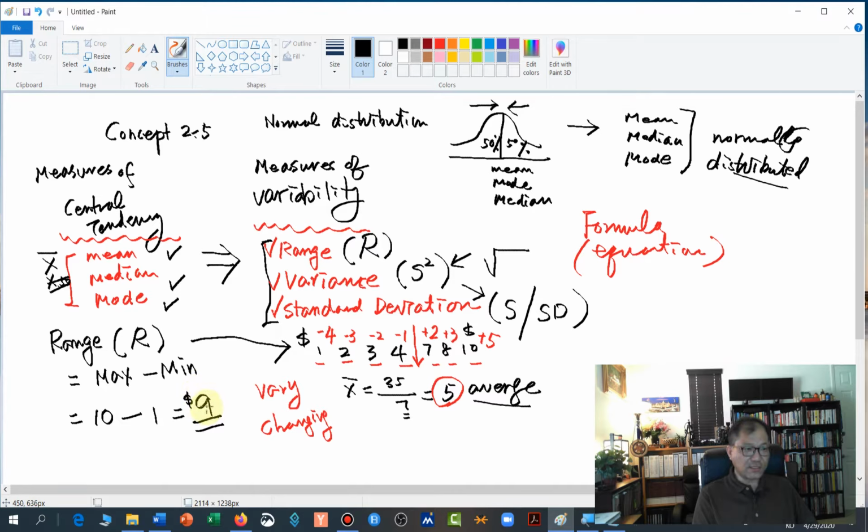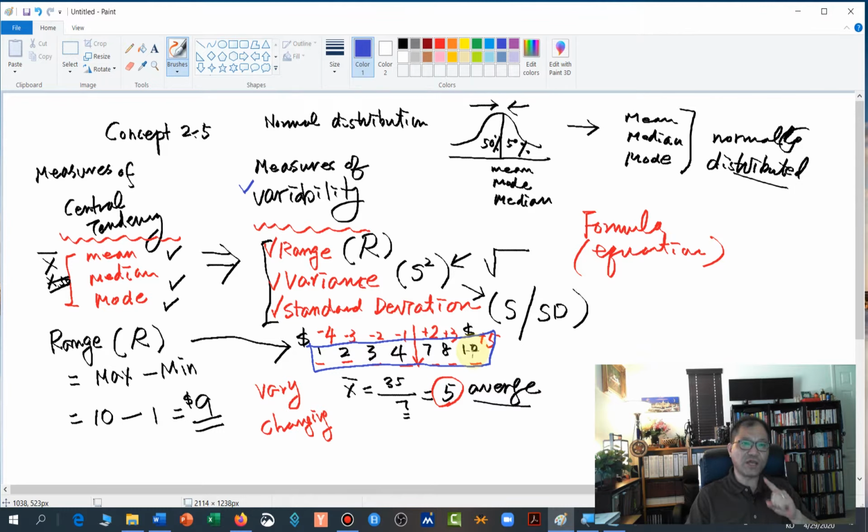What that means is within this data set, numbers are different, changing. By looking at the range, maximum minus minimum, $1 to $10, we have a huge range in terms of data distribution. Some people might have $10, some people have only $1. What is the range? $9 in difference.